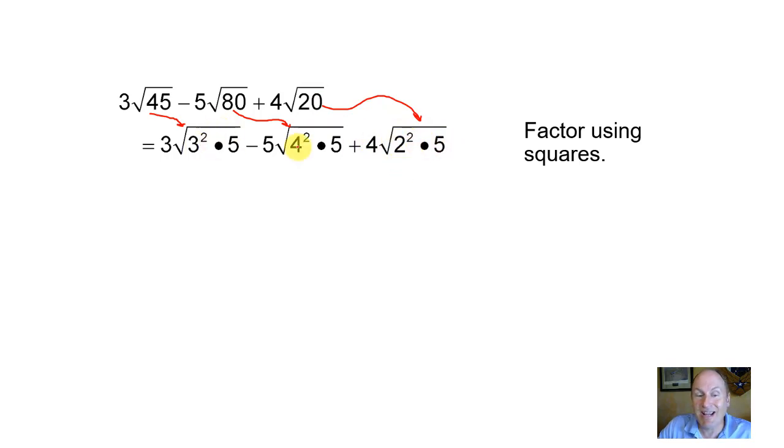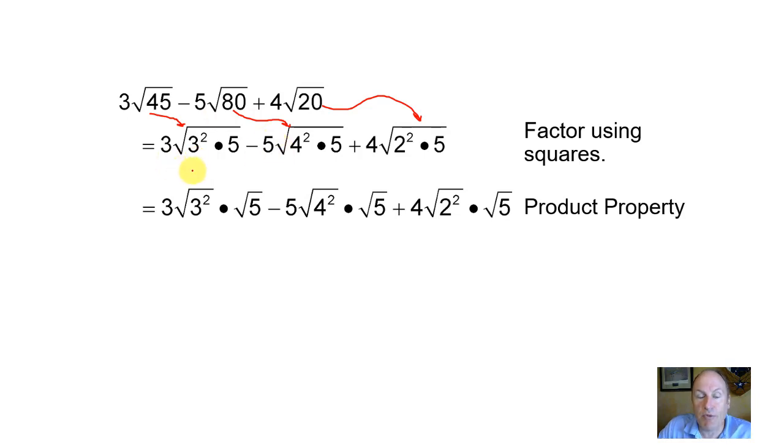So notice, again, I'm trying to get as many squares in there so that the square roots will cancel those out through inverse operations. So using the product property, rewriting this, I get 3 times the square root of 3 squared times the square root of 5, minus 5 times the square root of 4 squared times the square root of 5, plus 4 times the square root of 2 squared times the square root of 5. These are going to simplify down.